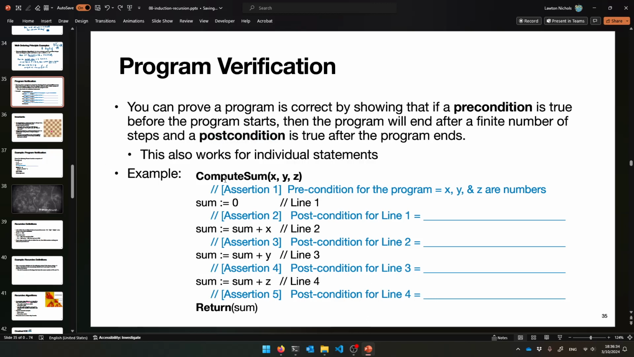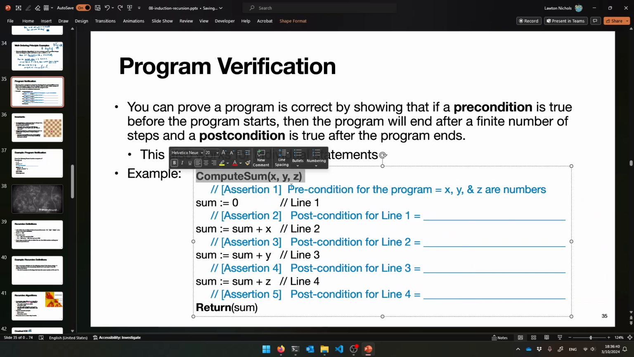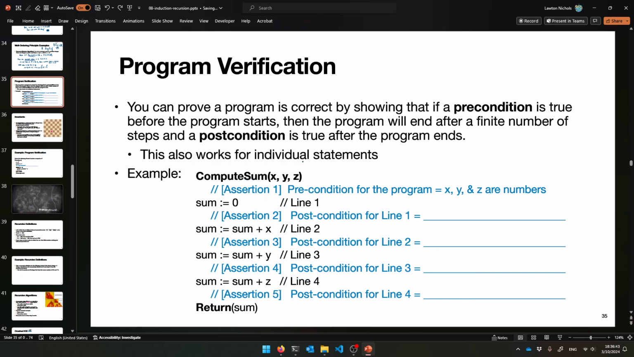So here's a very simple, heavily commented for no reason function, compute sum on x, y, and z. Its job is to return the sum of x plus y plus z. Let me teach you some basic program verification. Let's prove that this is always going to return that answer, x plus y plus z of its original things, right?